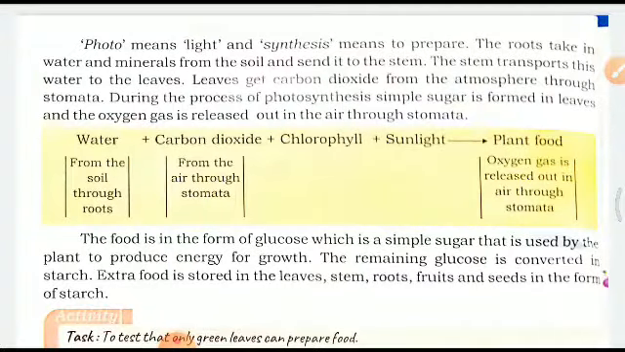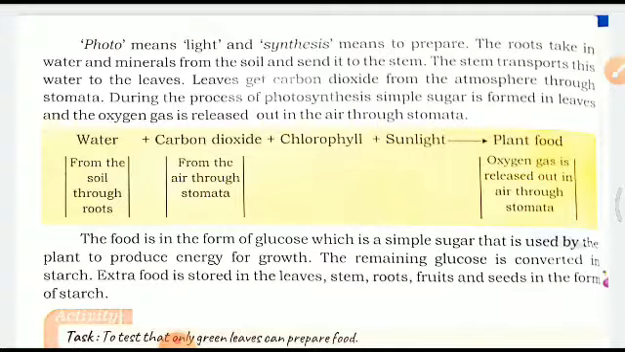The roots take in water and minerals from the soil and send them to the stem. The stem transports this water to the leaves. Leaves get carbon dioxide from the atmosphere through the stomata. The stomata are the small openings on the leaf. During photosynthesis, simple sugar is formed in the leaves and then oxygen gas is released into the air through the stomata. Now see this chart here.